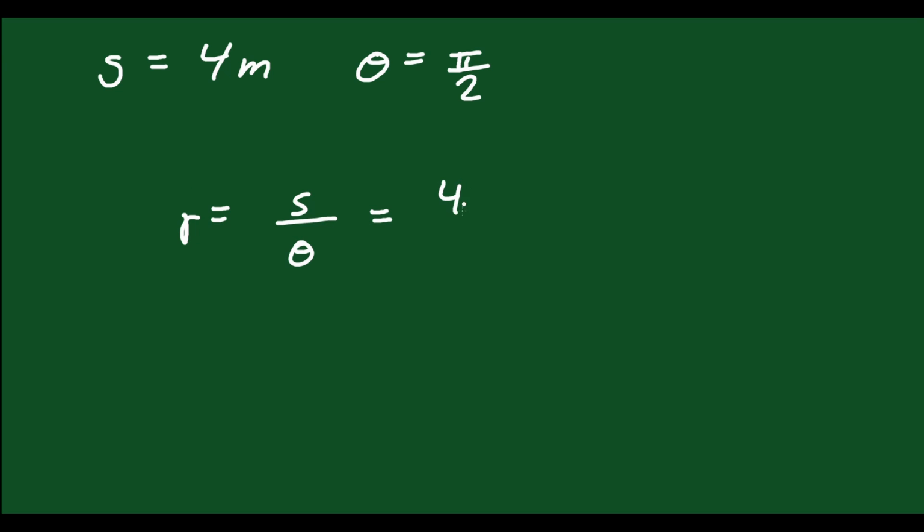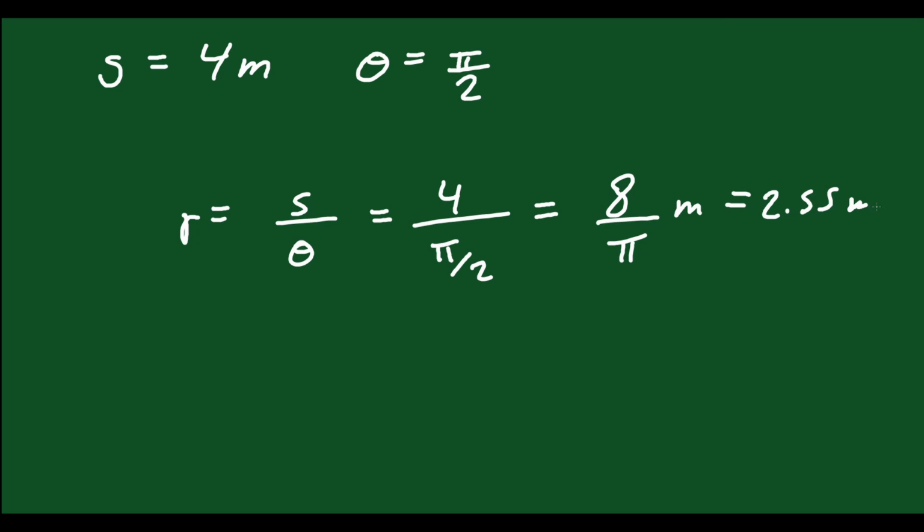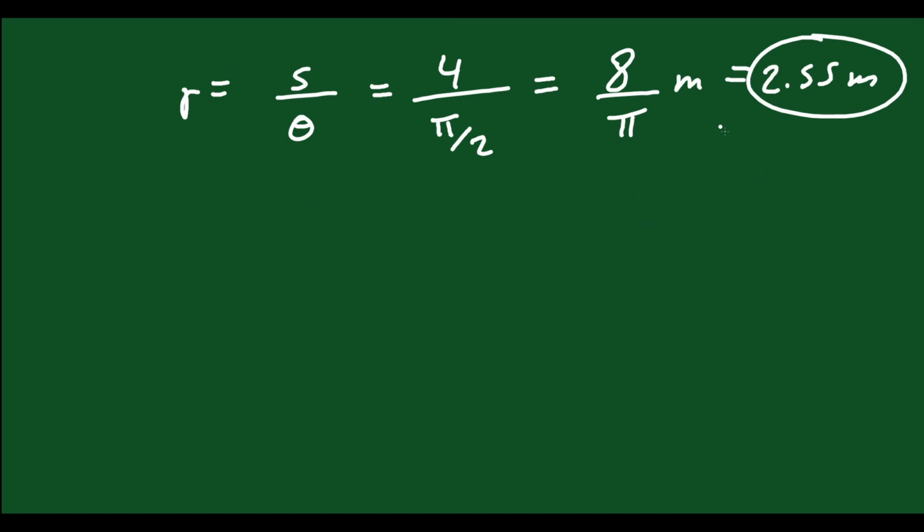Okay, we could do another one. Let's say we're told the arc length, which is s, is equal to 4 meters, and that theta is equal to pi over 2. And they say, what's the radius? Well, same idea. You isolate for r. So r is equal to s over theta, which is 4 over pi over 2, which is the same as 8 over pi. And that's going to be in meters. And you could round that off. You could say that's 2.55 meters if you want a measurement like that. Up to you.